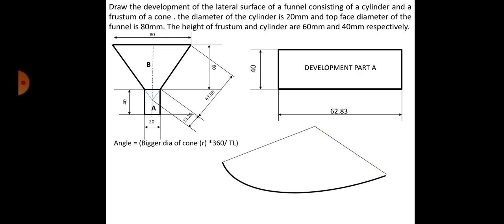But we don't have the entire cone here, isn't it? The cone has been cut here. This much portion of the cone is removed from the top. So some portion has to be removed from the top. How much has to be removed? That is this distance, 23.26.